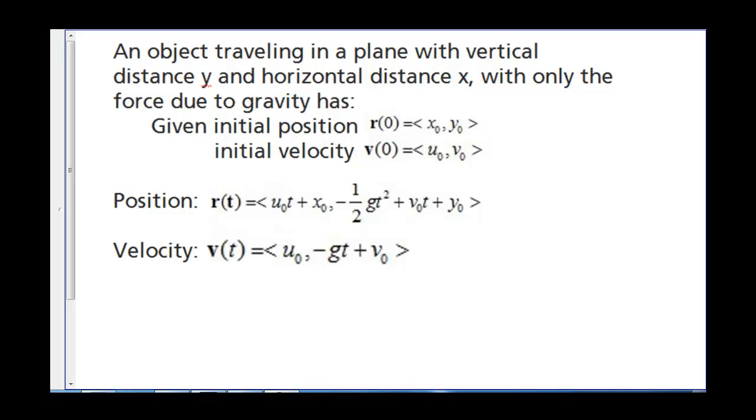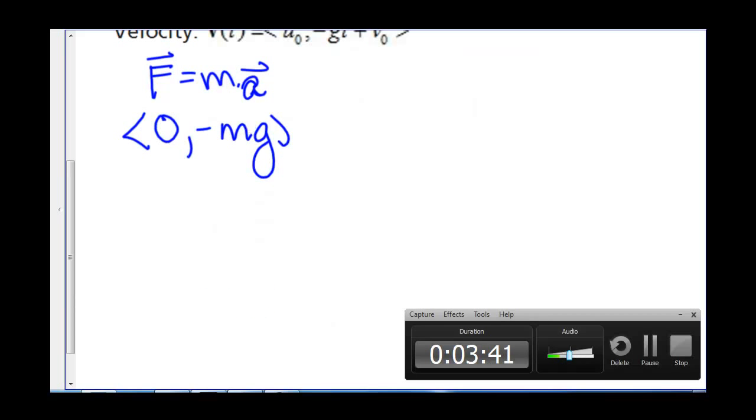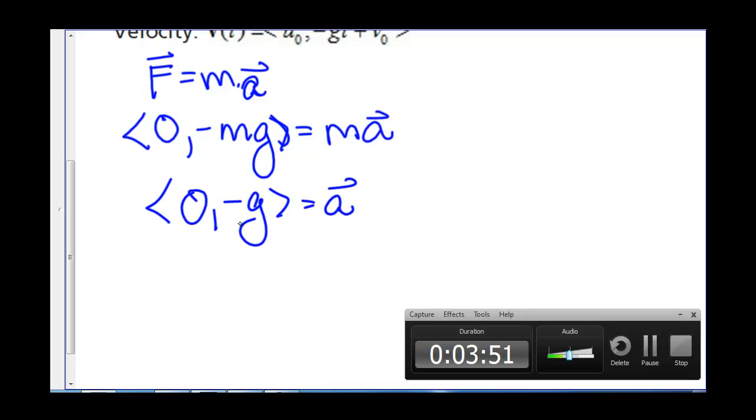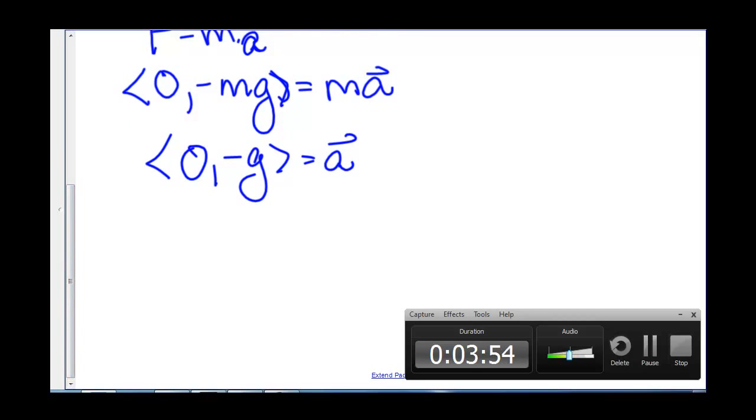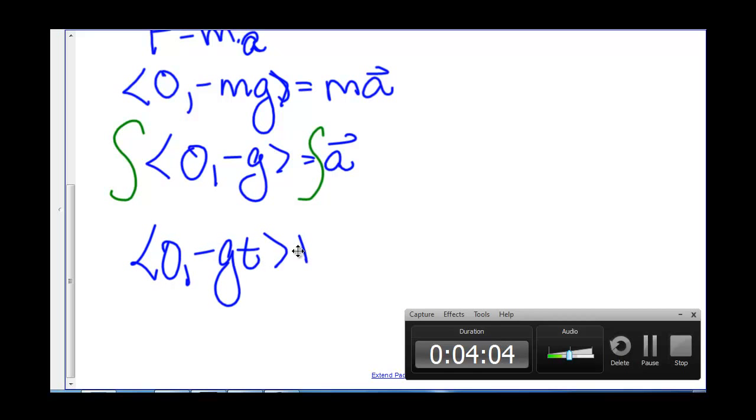So how do we even get to these? Where do these come from? We know that force, a force vector, equals mass times acceleration. The vector (0, negative mass times gravity) equals the mass times the acceleration. Dividing both sides by m, we get (0, negative g) equals the acceleration vector. So to find velocity, we're going to integrate both sides with respect to t. So we get the vector (0, negative gt) plus some constant vector equals the velocity of t.